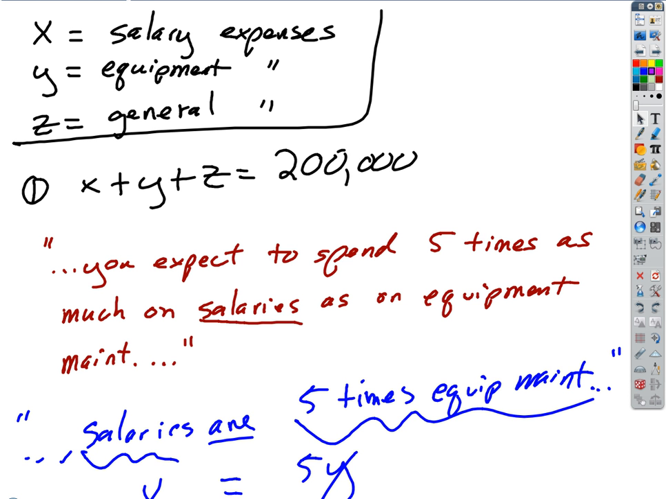What about the 10% part? How do you say 10% of something?